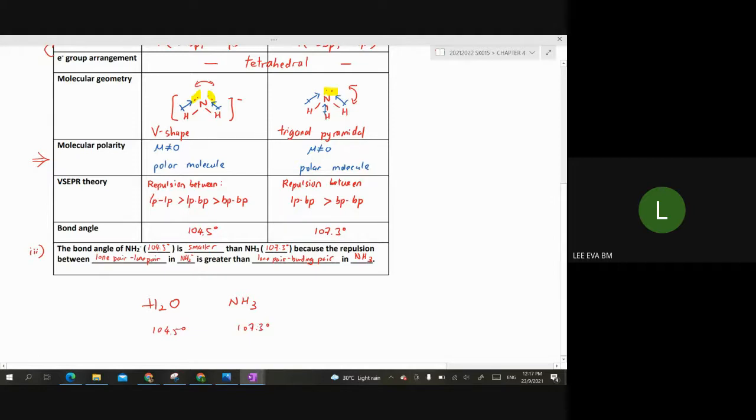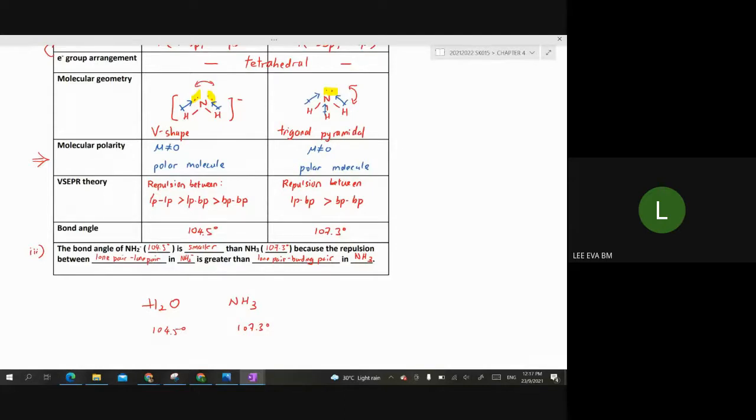But NH2 negatif, kalau dia individu soalan saja, awak boleh tulis kurang daripada 109.5. Tapi sekarang dekat sini dia nak kita compare, so kita terpaksalah bagi satu value. Value 104.5, sebab structure NH2 negatif ni lebih kurang sama macam H2O, shape dia. So dia punya repulsion lagi kuat.